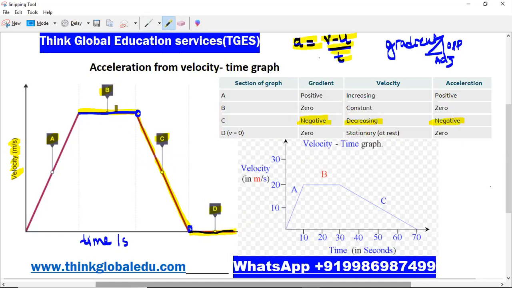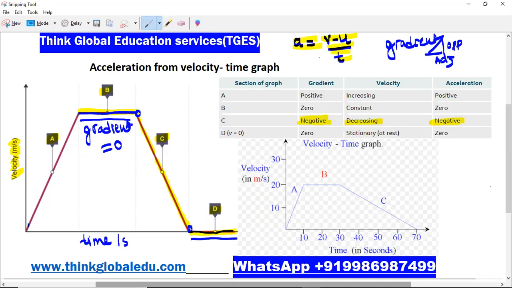So if the gradient in a certain part of the velocity time graph is zero, then we can say that the acceleration is zero. Easily you can identify this if you see a line parallel to the x-axis. We have seen the line parallel to the x-axis in two parts: B and D. Means gradient is zero. So we have zero acceleration in part B and in part D.